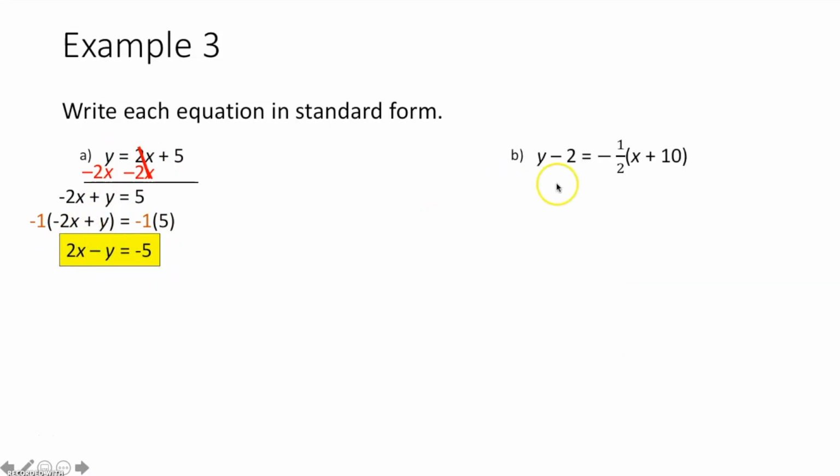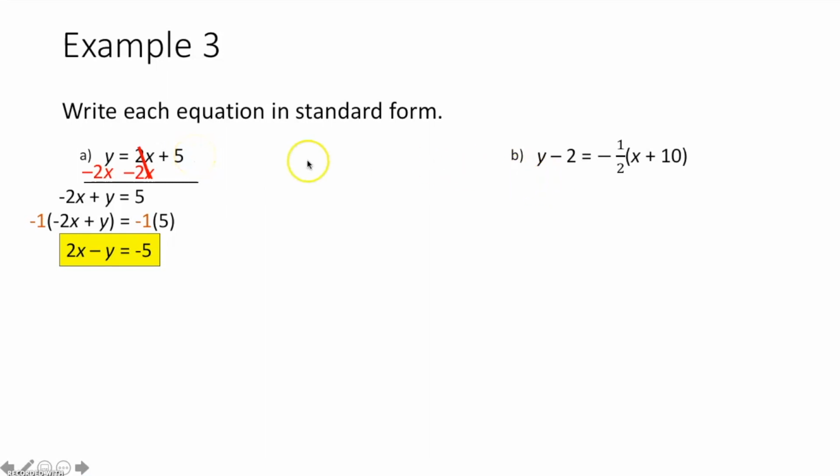Here, I now have an equation in point-slope form, right? y minus y sub 1 is equal to m times the quantity x minus x sub 1, where our m, our slope, is -1/2, our x sub 1 is going to be -10, and our y sub 1 is going to be 2. But I want this to be in standard form, which is ax plus by equals c. So what I want to do first, I'm going to convert it into slope-intercept form, and then from there, I can change it into standard form.